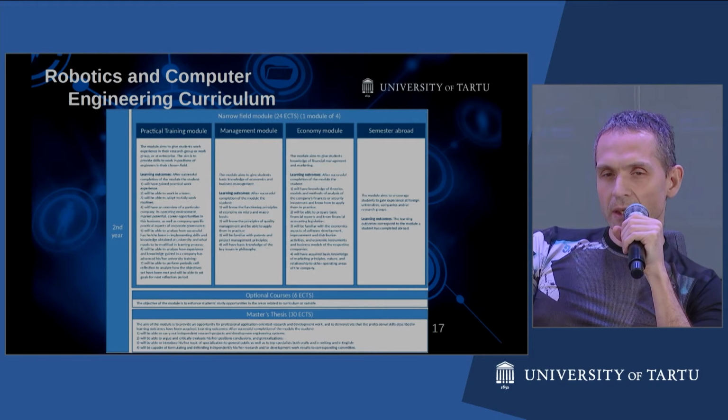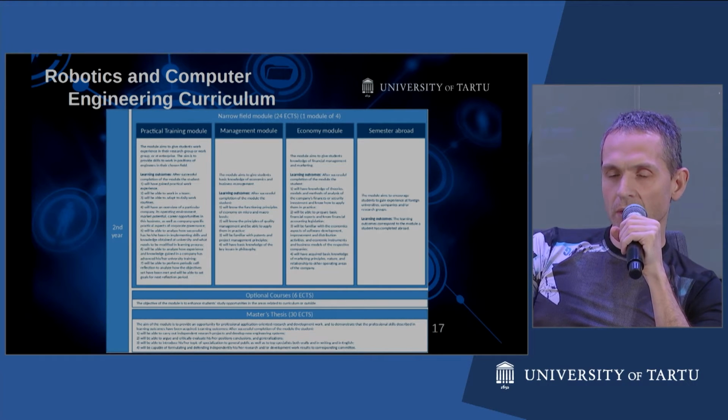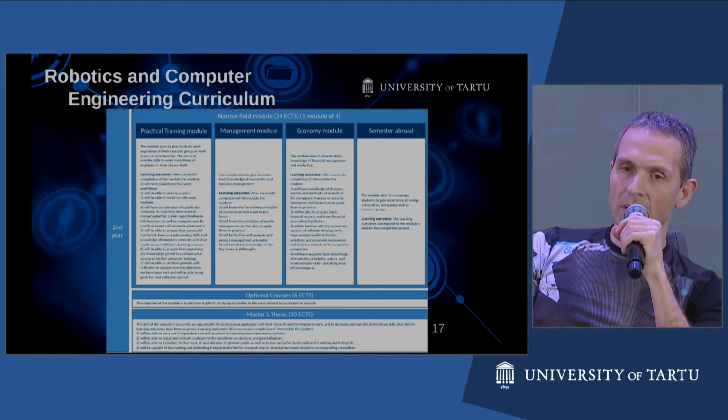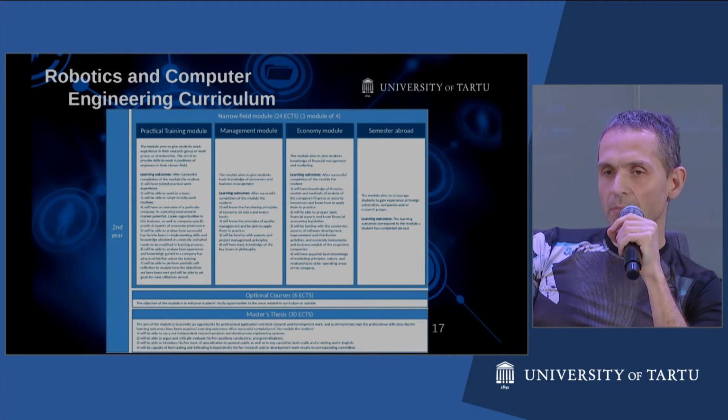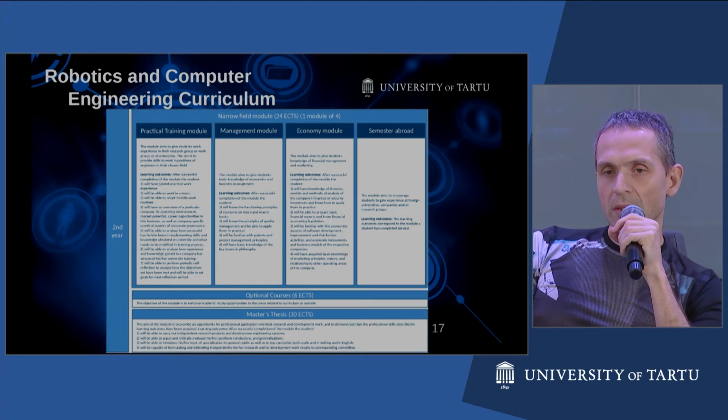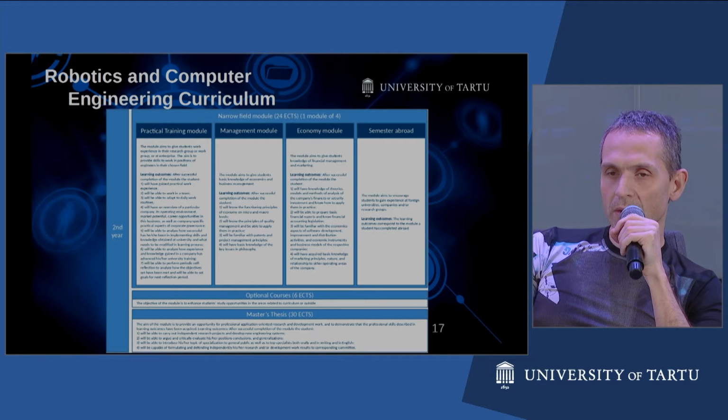The next one is the management module. And the third one is the economy module. These are meant for people who are interested either in creating their own company or going to PhD studies. And the last one is a semester abroad. This means that you can use, for example, Erasmus to study in partner universities, and you can use those credits in your curriculum.